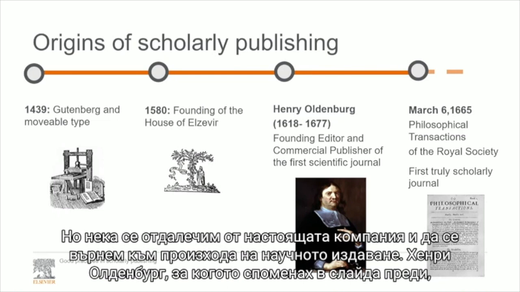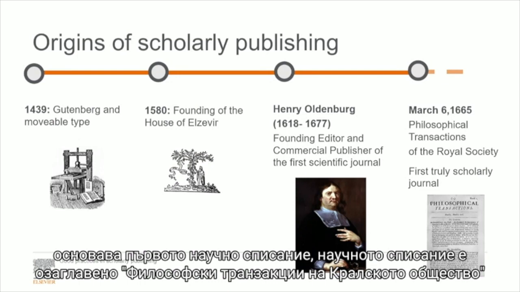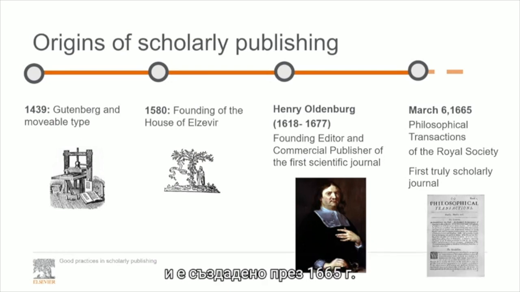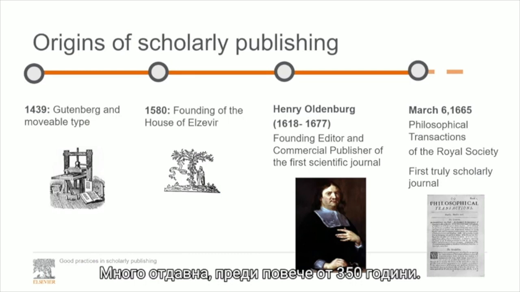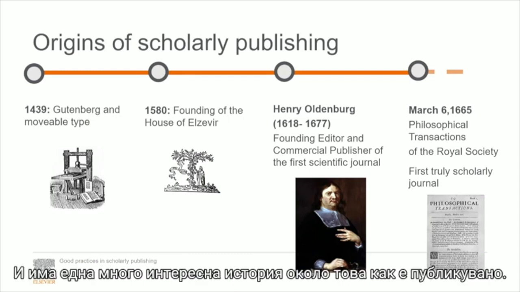Henry Oldenburg, whom I mentioned in the slide before, founded the first scientific journal. The scientific journal was entitled Philosophical Transactions of the Royal Society. It was founded in 1665, so ages ago, more than 350 years ago. And there is a nice story around how that one was published.